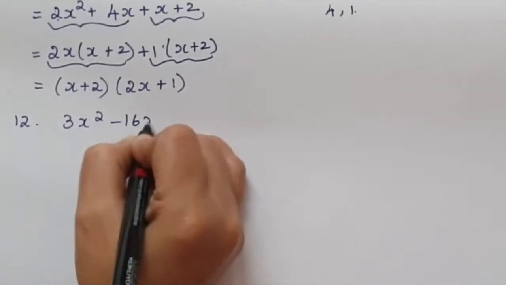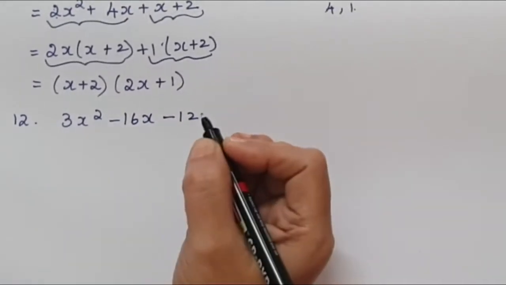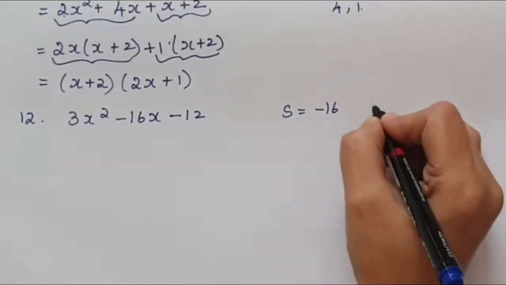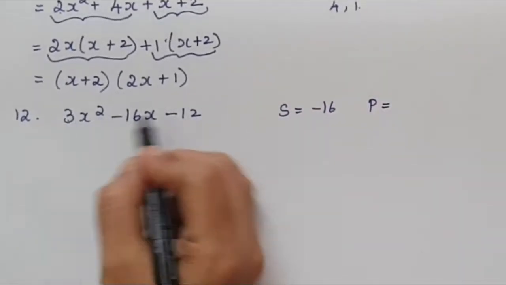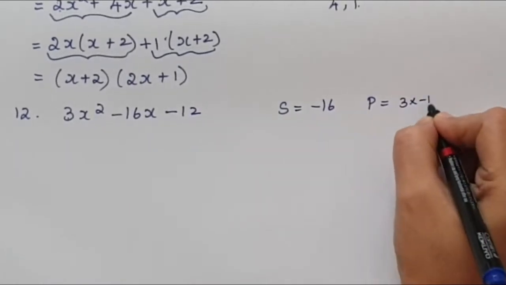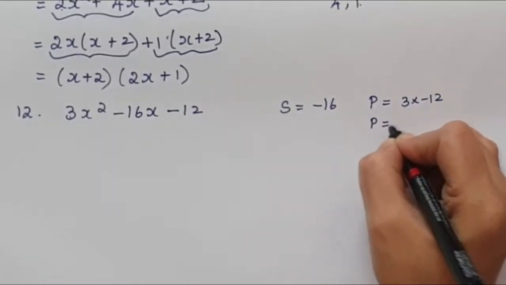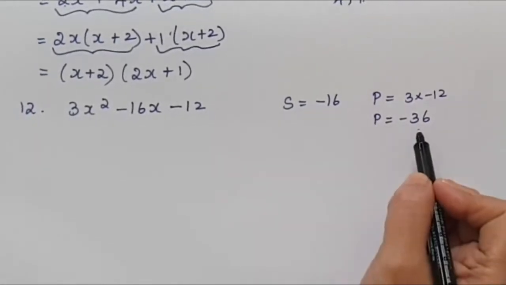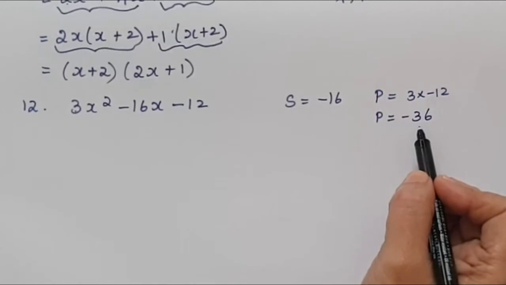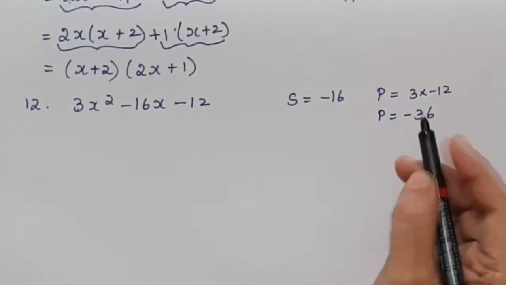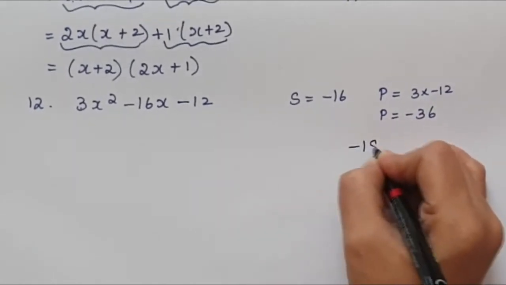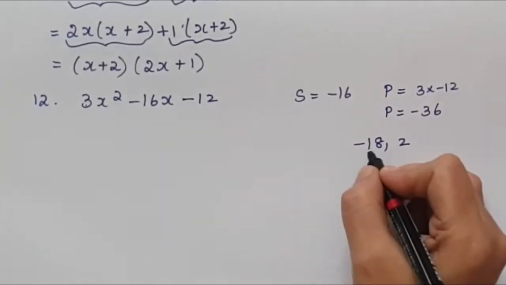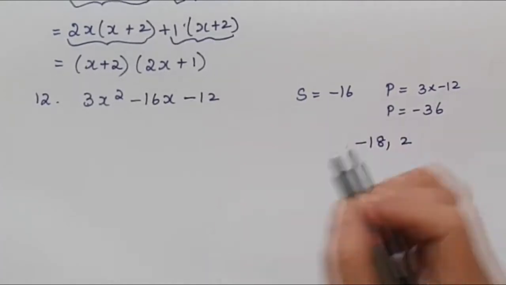3x square minus 16x minus 12. So now in this case, our sum is equal to minus 16 and the product will be equal to 3 multiplied by minus 12. 3 multiplied by minus 12, the product has to be minus 36. So sum has to be minus 16 and the product has to be minus 36. So in this case, it will be minus 18 and a plus 2. Minus 18 into 2 is minus 36. Minus 18 plus 2 is minus 16.